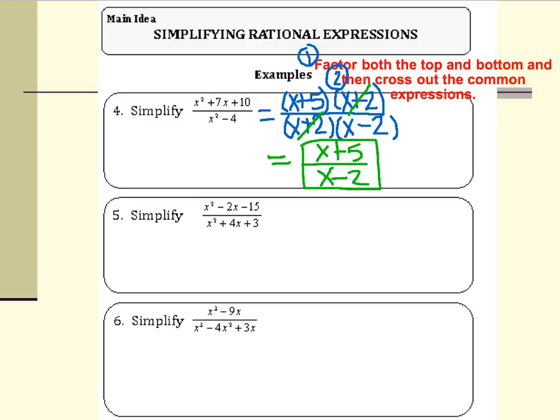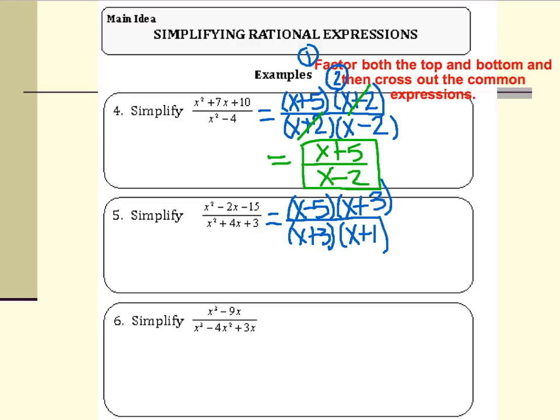So let's look at this next one. We want to factor out the top and the bottom first. What can I multiply to get negative 15 that adds up to negative 2? Well, that'd be negative 5 and positive 3. So x minus 5 times x plus 3. Let's factor the bottom as well. What can you multiply to get positive 3 that adds up to positive 4? That's 3 and 1, so it's x plus 3 times x plus 1.